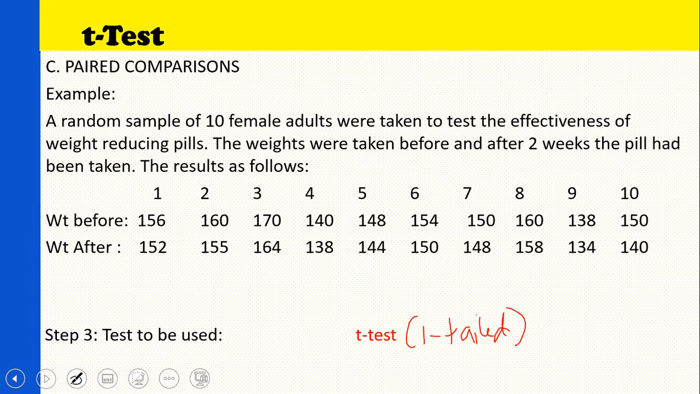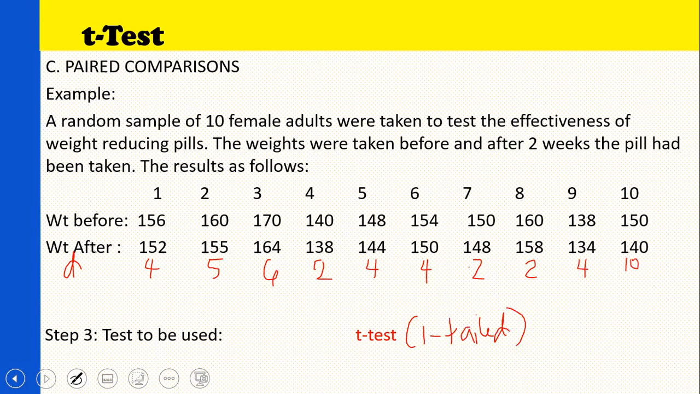So we have the difference. Let's perform the difference. So 156 minus 152 is 4. 160 minus 155 is 5. We have 6, we have 2, we have 4, we have 4, we have 2, we have 2, we have 4, and we have 10.